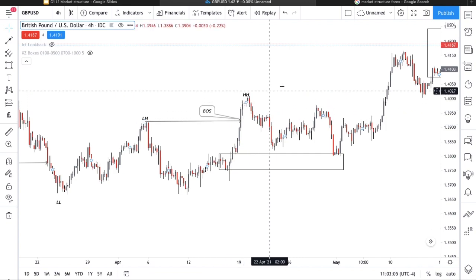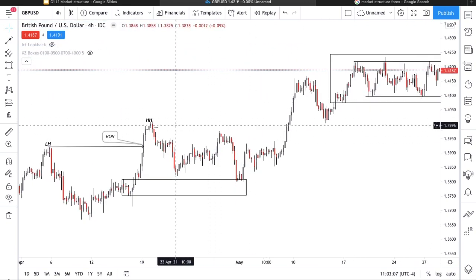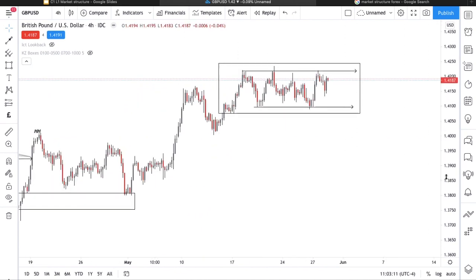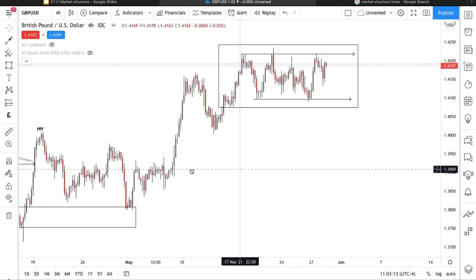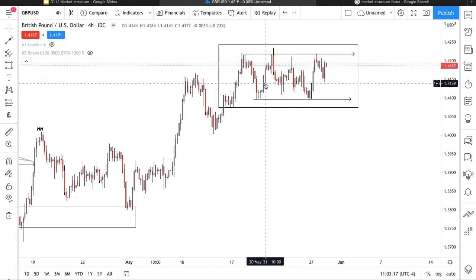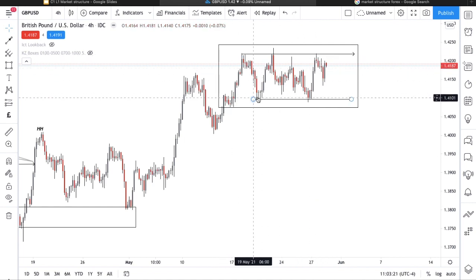So now once we got that break of structure, what do we see? Price is printing higher highs, higher lows. Now if I just zoom into this area over here, we identified that we were in an uptrend, but at this point over here, what does this look like to you? A ranging market. Price is simply creating equal highs and equal lows.